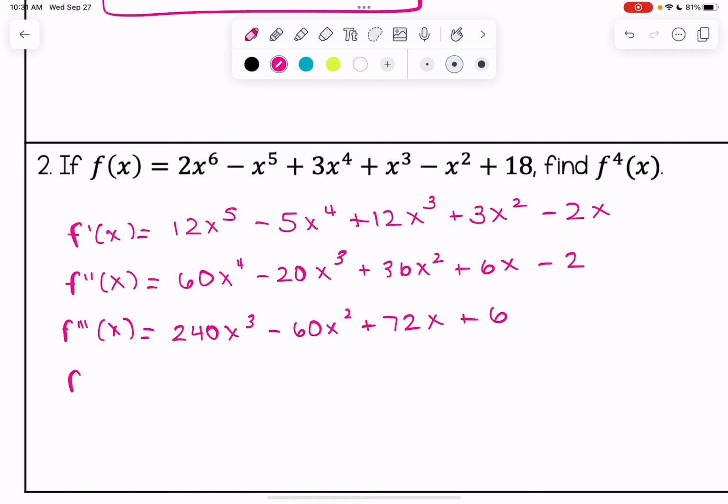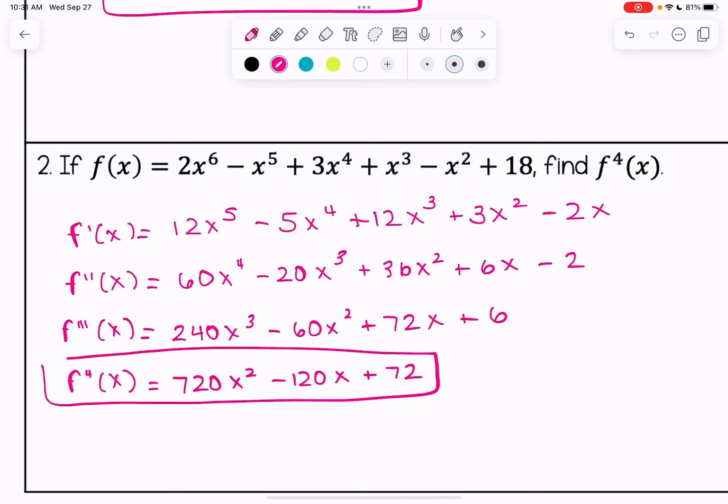All right, for our fourth derivative, what we're looking for here, instead of the primes, putting 4 primes, we're just going to put the number 4. Okay, so now we have the derivative of 240x cubed minus 60x squared plus 72x plus 6. All right, so now let's take our derivative. We get 720x squared minus 120x plus 72. And the derivative of 6 is 0, so we are losing a term again. And here is our answer for 2.